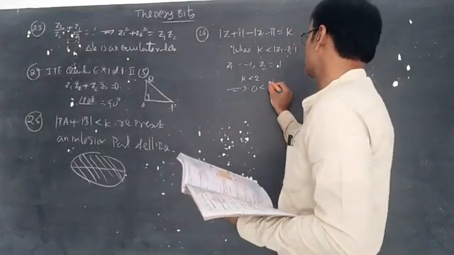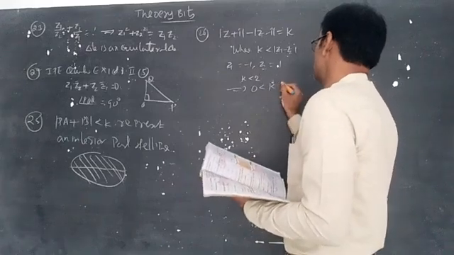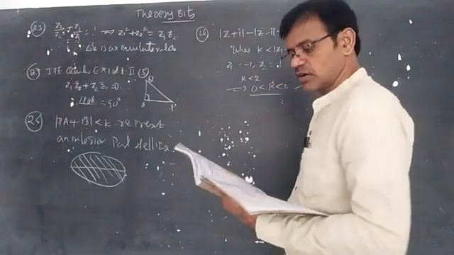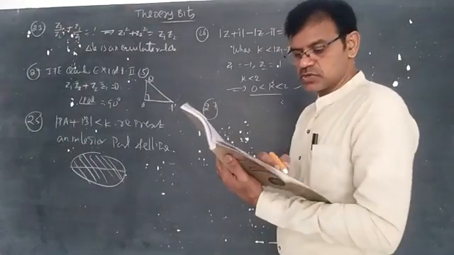Negative should not be. According to modulus values of the complex number, you should not write negative values. So 0 less than K less than 2.